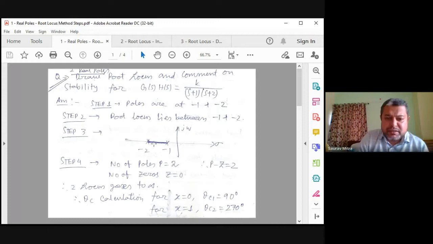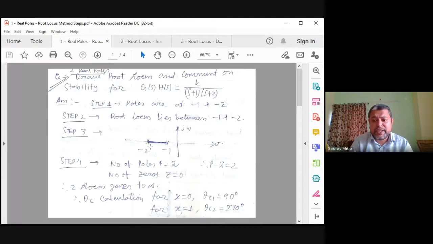But if you take -3, in that case, whether root locus will lie or root locus will exist at -3, the answer is no, because right side of -3, how many total poles and zeros are there? There are total 2 poles. So 2 is an even number. How much it is is not important.